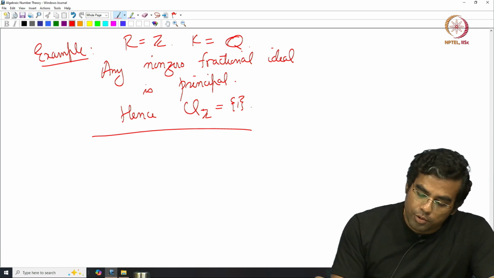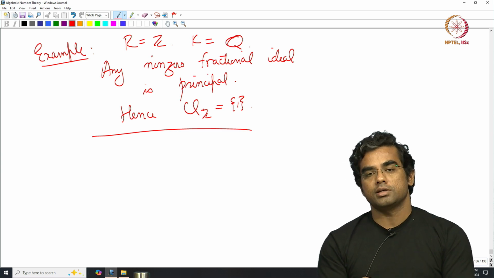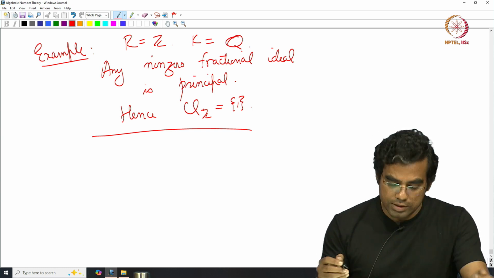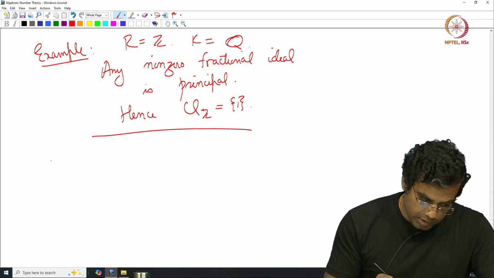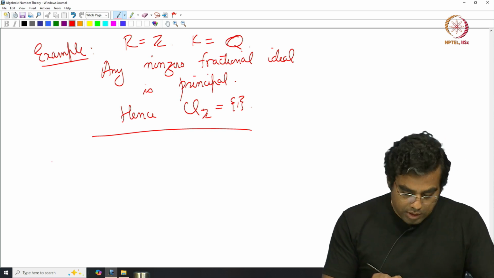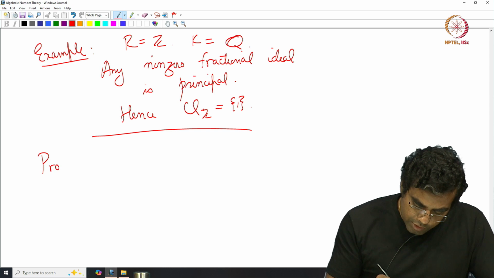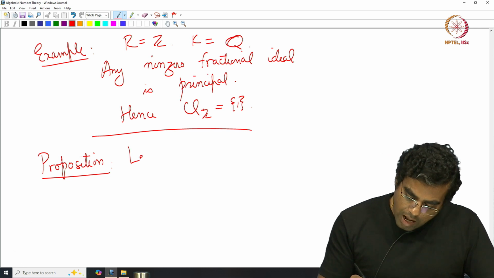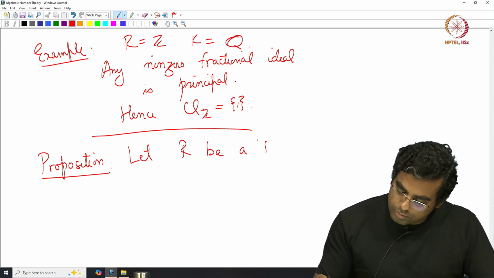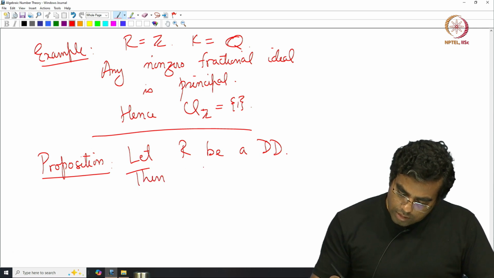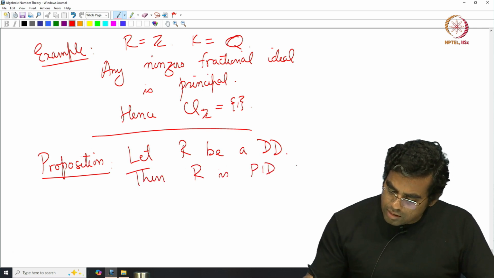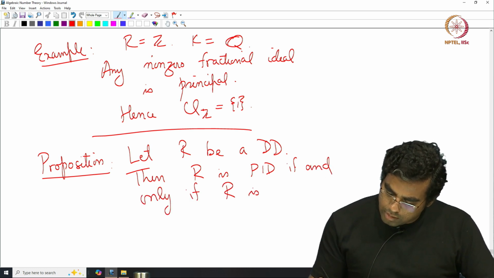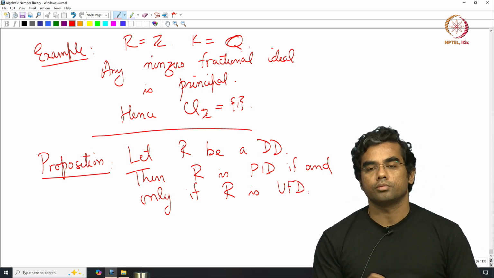All right. So, I am going to prove a few algebraic results first before we go on to the proof of finiteness of the class group. So, here is the first result. Okay. It says the following. Here is a proposition. Let R be a Dedekind domain, then R is a PID if and only if R is a UFD, a unique factorization domain.